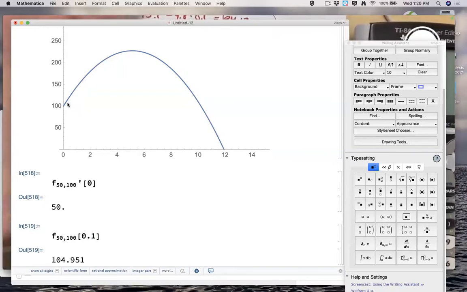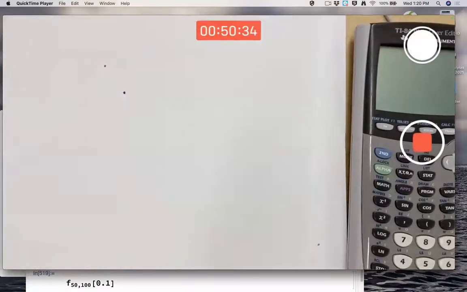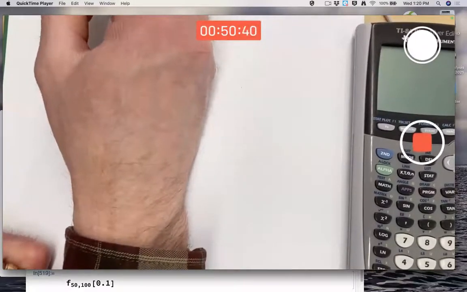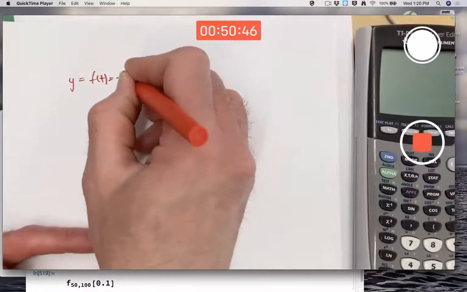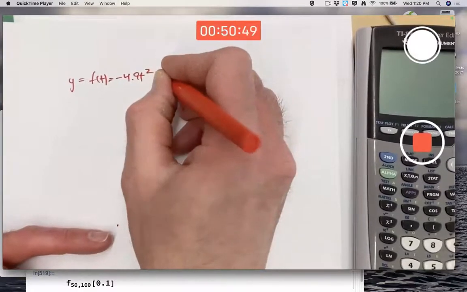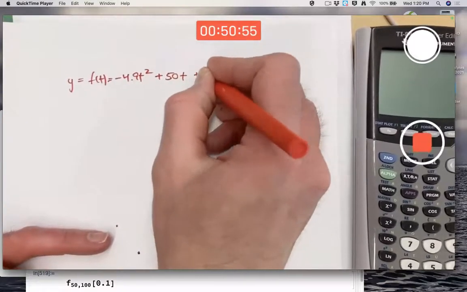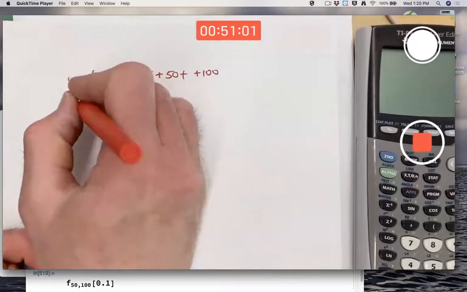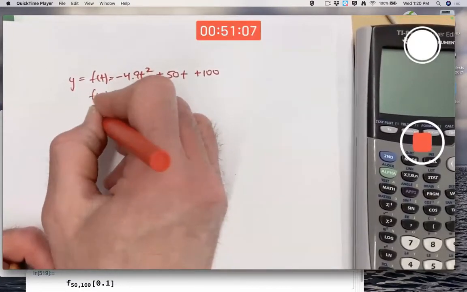Same conceptual point I was making on paper. Maybe I should write down what I just did. What I just did on Mathematica was I was trying to approximate for this new function. The new function is negative 4.9 t squared plus, what was my initial velocity, 50? I think it was 50, yeah. 50t plus 100. That's the new function for this new example. I know that f of 0 is 100. The initial height is still 100. And I just found that f prime of 0 is 50.